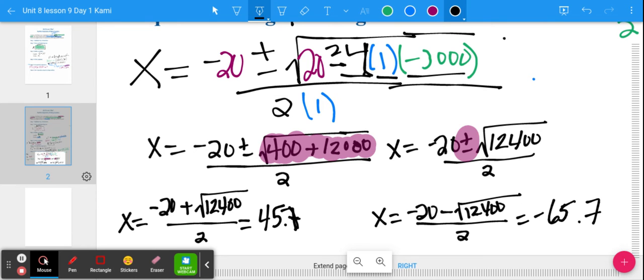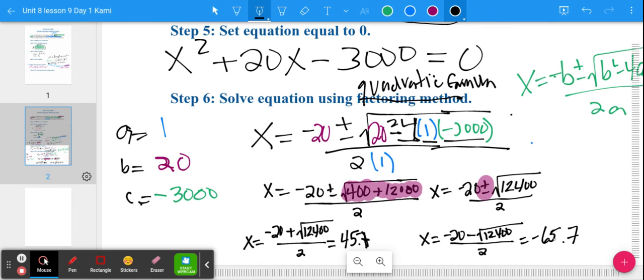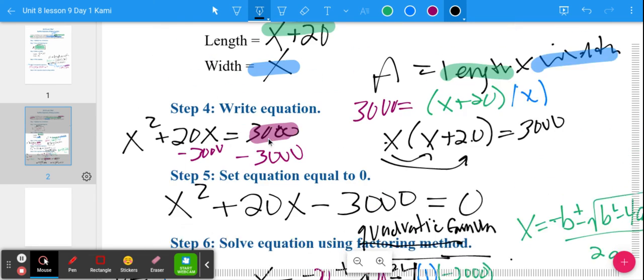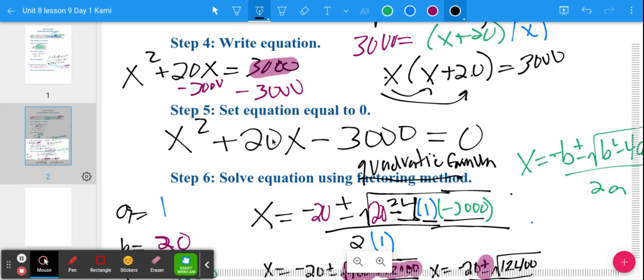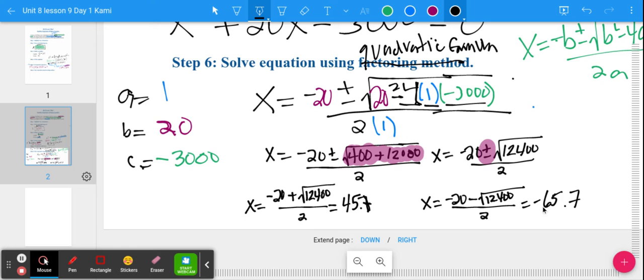Now let's take a look at our two answers. We have 45.7 and negative 65.7. Well, if I recall, x is equal to the width, right? So can we have a width that's negative? No, a negative length doesn't make sense. You can't measure something that's negative. So that answer simply doesn't make sense. We can get rid of it. That means our only possible answer is 45.7.